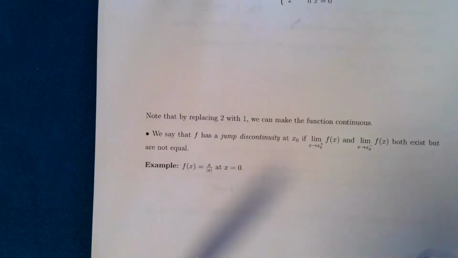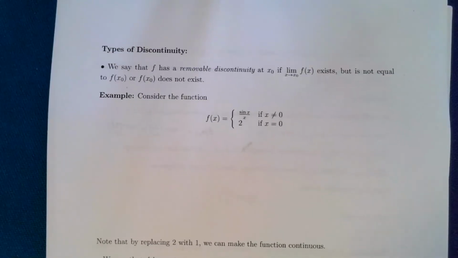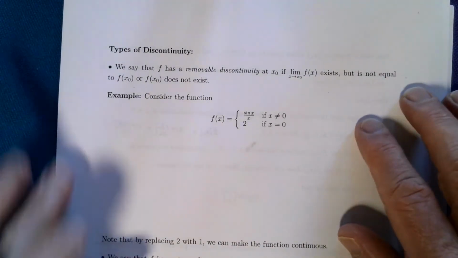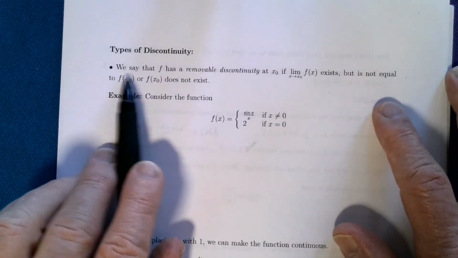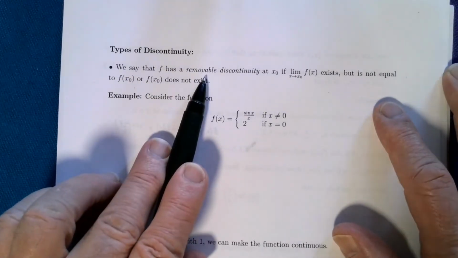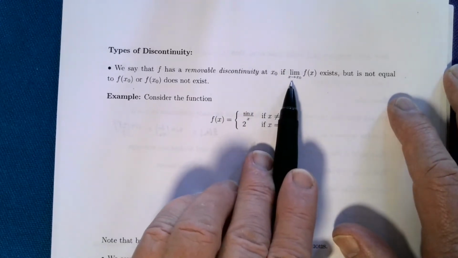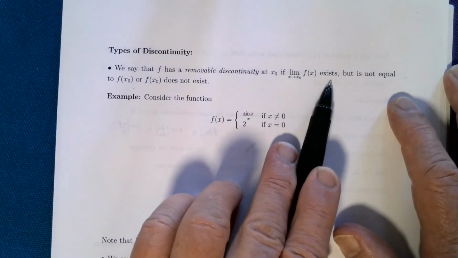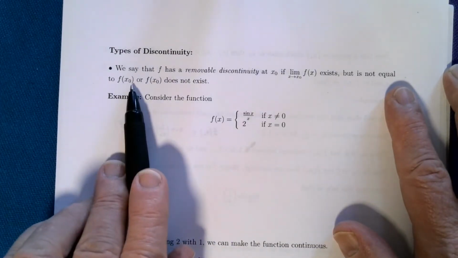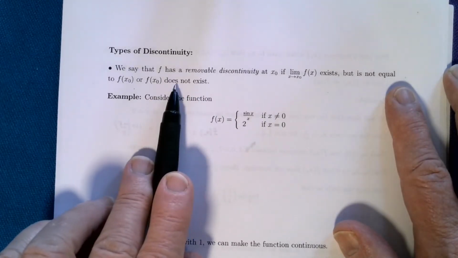Well, we're going to discuss, just to finish off with, some different types of discontinuity, different types of points where the function fails to be continuous. So we say firstly that f has a removable discontinuity at x0 if, when we take a limit of the function, this exists, but it may not equal f of x0, or f of x0 doesn't exist, isn't defined.